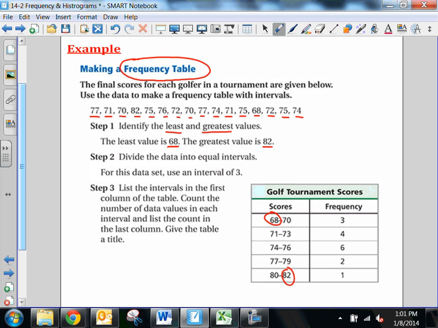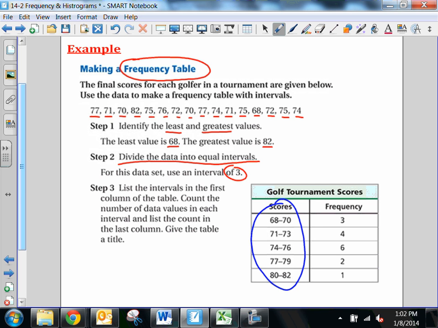Okay, and then we decide how to divide the data into equal intervals. For this data, we're going to divide it into intervals of 3. That could be whatever you want. It could be intervals of 4, 5, 2, whatever makes sense for the problem, to divide it up into equal intervals. So for this one, we go values of 3. Down here, it looks like 68 to 70, 71 to 73, so on and so forth.